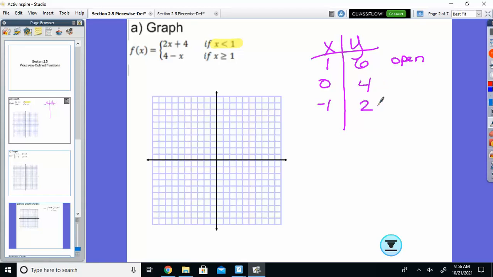Does everybody understand where we're getting that? Okay, so when we graph this, (1, 6) was our starting point, and that started with an open circle because it was not equal to 1. Then we have (0, 4), (-1, 2). So it started here, it's continuing. Did it stop after the -1? No, it keeps continuing for all x's less than 1. So that line just keeps going in that direction.